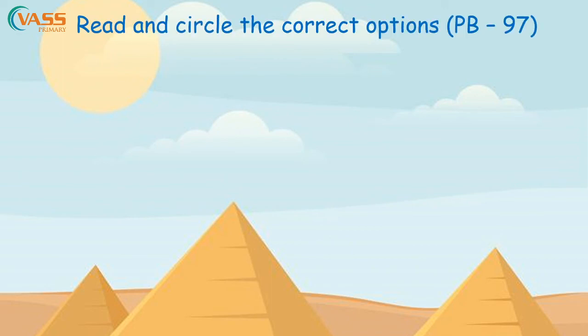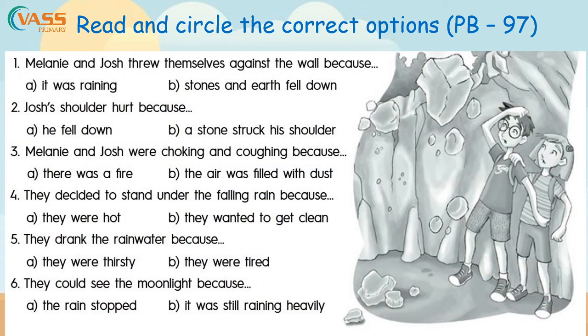And let's read and circle the correct options from page 97 together. Number 1, Melanie and Josh threw themselves against the wall because it was raining or stones and earth fell down. That's right. The stones and earth fell down towards their heads. Be careful. And number 2, Josh's shoulder hurt because he fell down, or a stone struck his shoulder. Ow! That's right. A stone hit him in the shoulder.